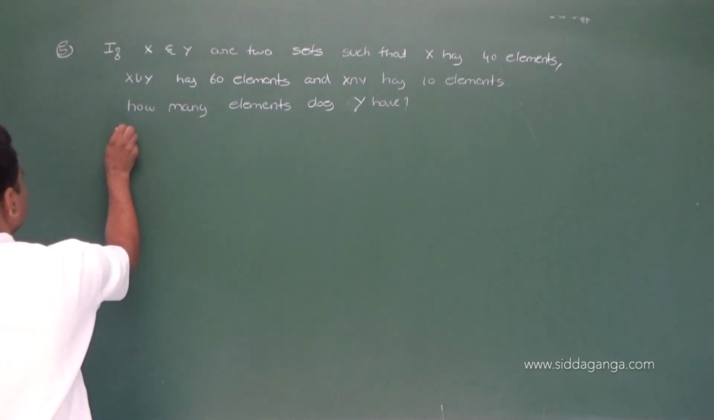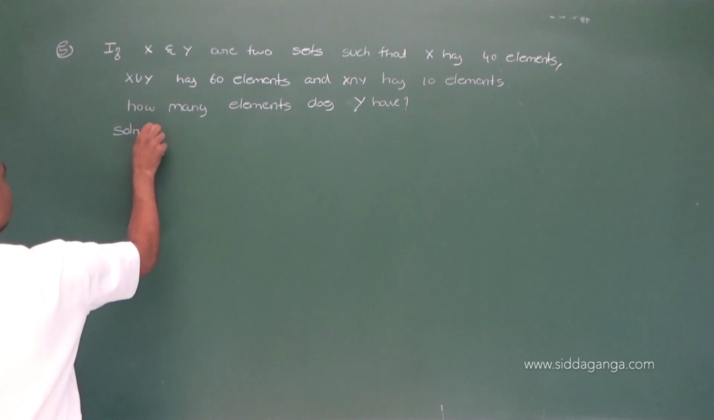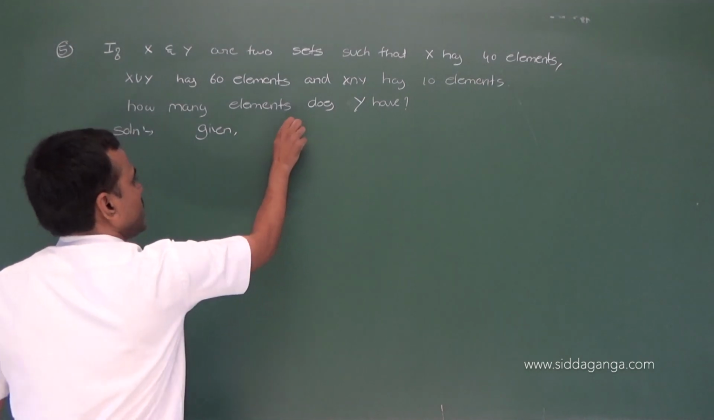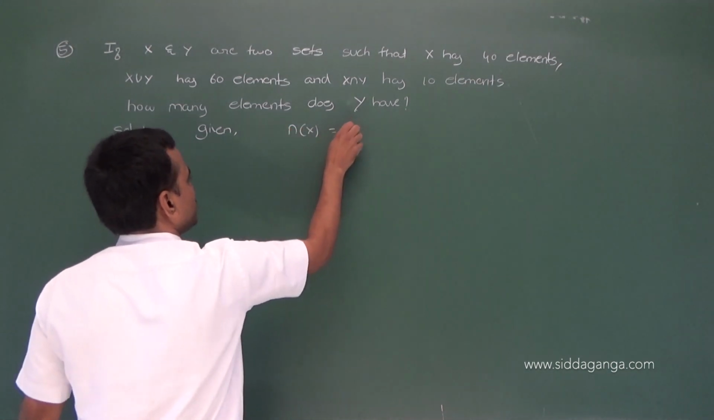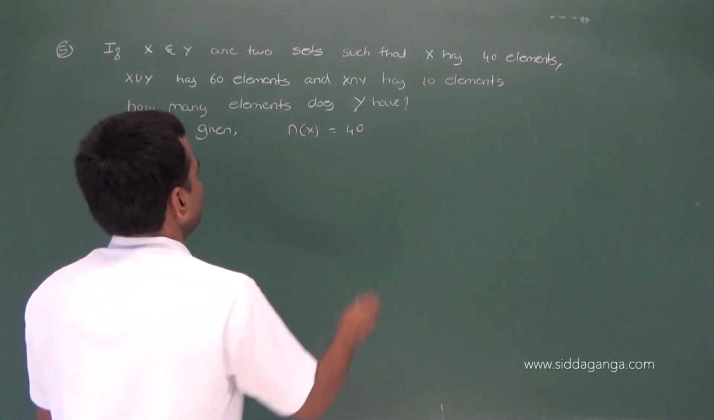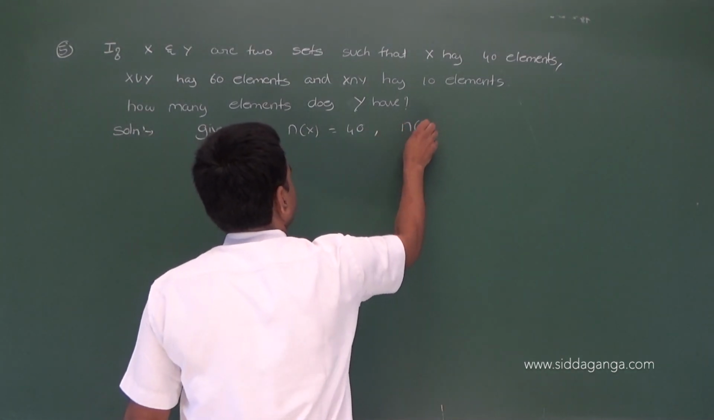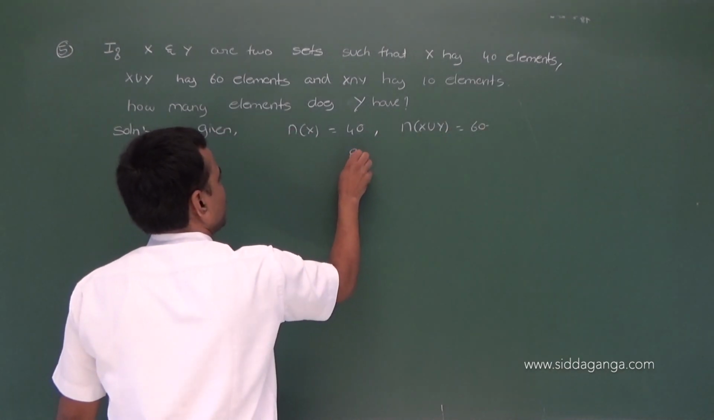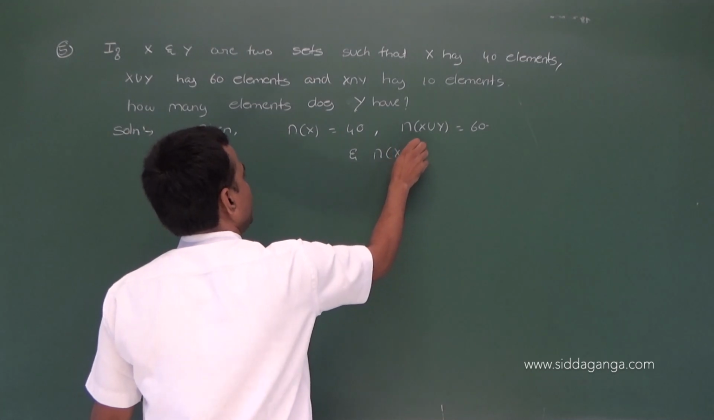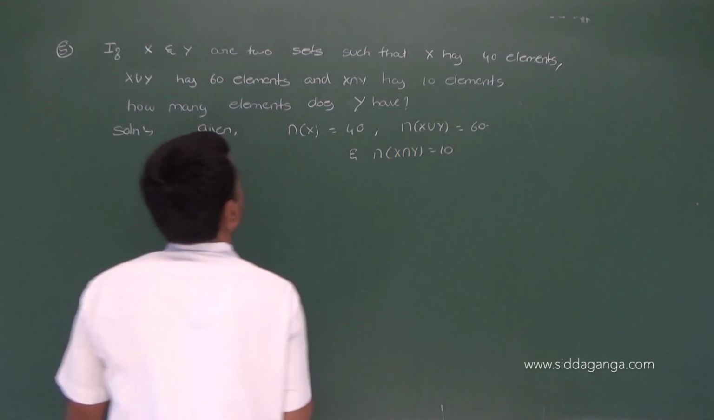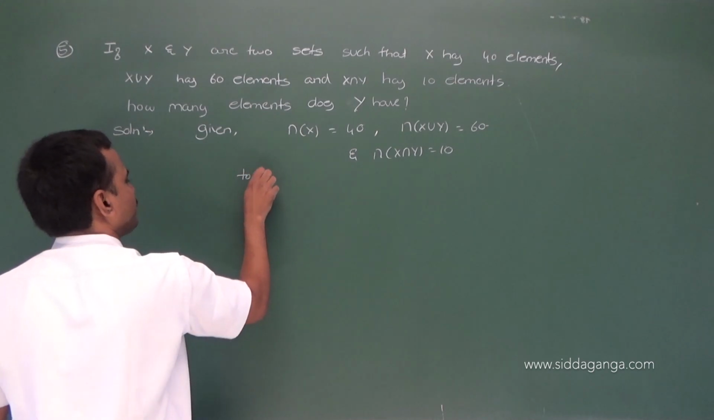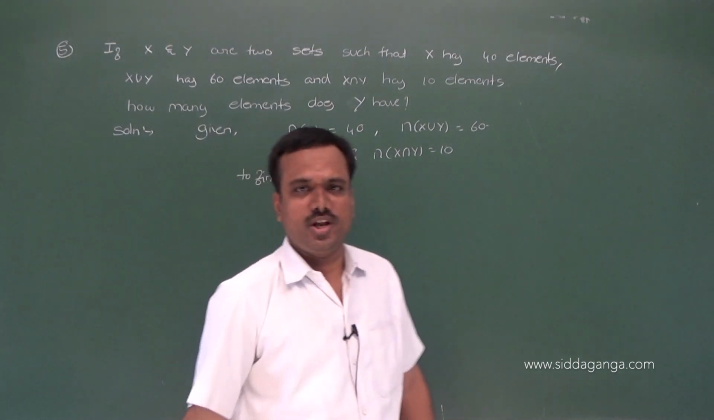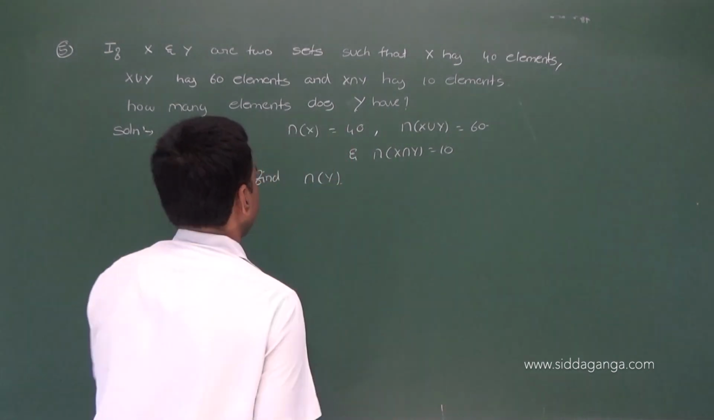So, solution. Very simple question. Given: n of x, the total number of elements present in the set x, is 40, correct? n of x union y is 60, and n of x intersection y is 10. To find, what do you have to find? n of y, correct? You also solve the same problem.